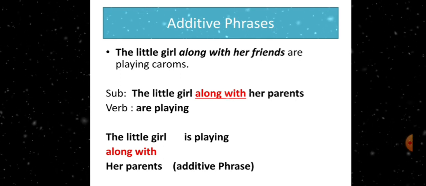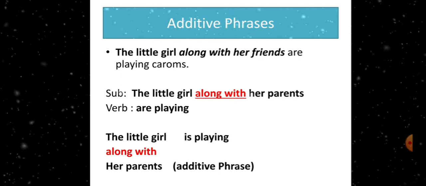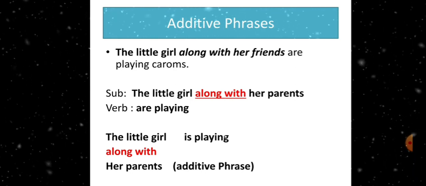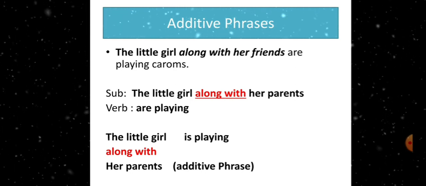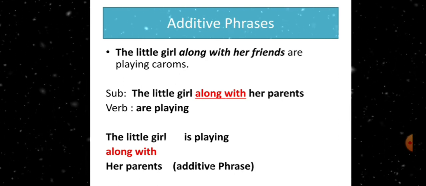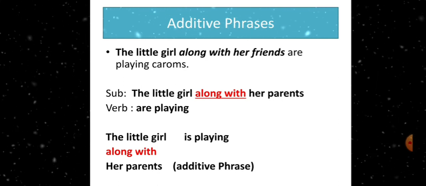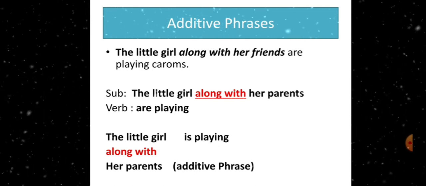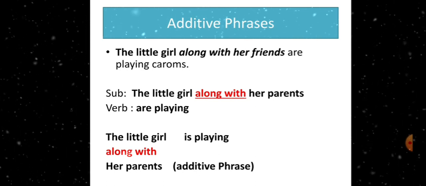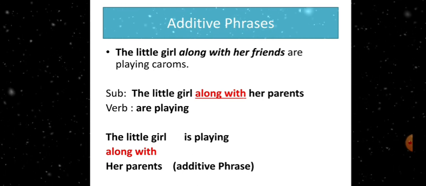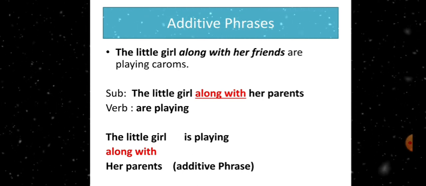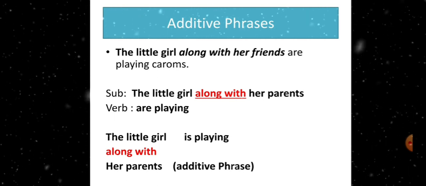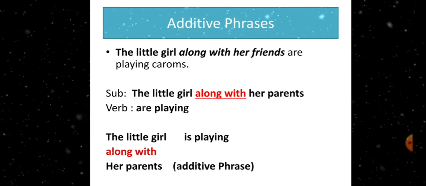Okay. Now, if you look at the bottom of this slide, I have given a statement there. The little girl along with her parents. Forget about along with her parents. Keep this part aside because this part is given in between the subject and the verb. Actually, here the subject is the little girl because you are speaking about the little girl. Now, the verb is are playing, right? Now, question, who are playing? The little girl are playing.